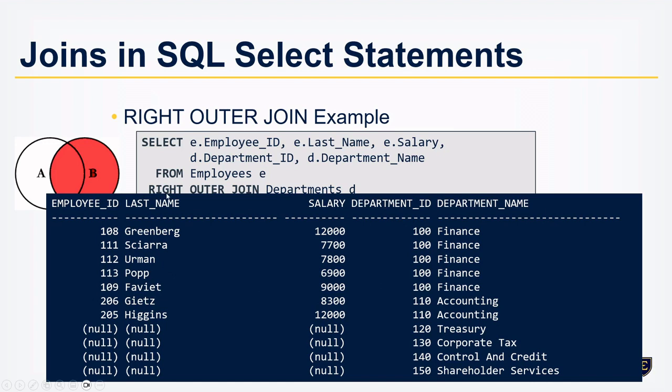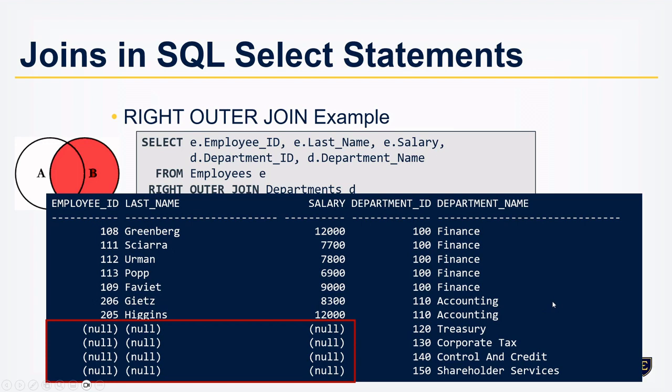So here's an example. The only thing we changed in this query that's kind of hidden behind this is we changed inner join to left outer join to right outer join. That's the only thing that's different between these two queries. Now we notice that there are several departments that do not have employees tied to them. So now it displays everything from table B, the departments table, and it pads table A, the employees table, with null values where they do not match. So we see the nulls here.